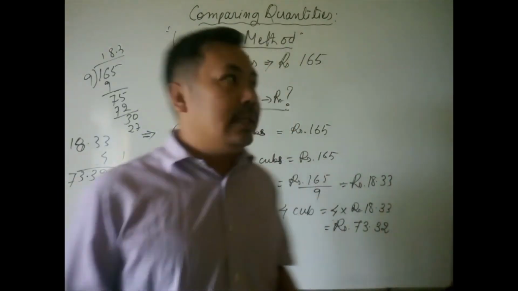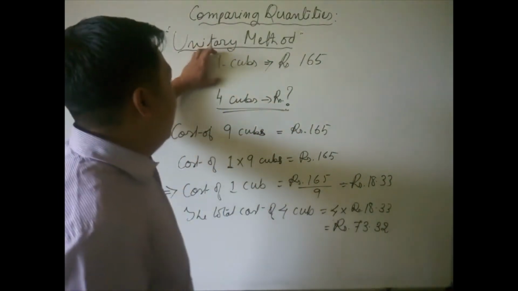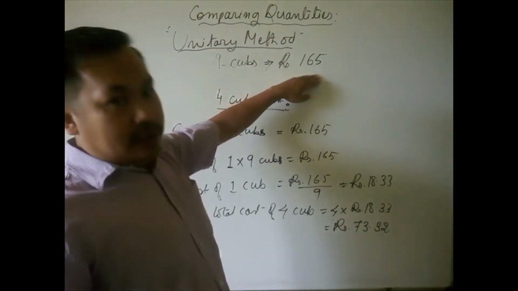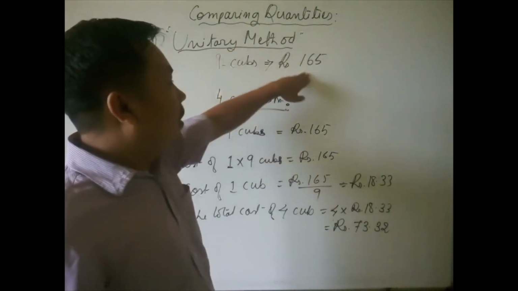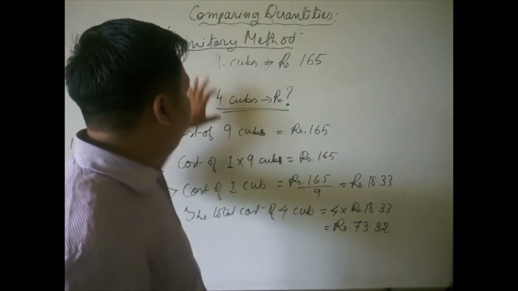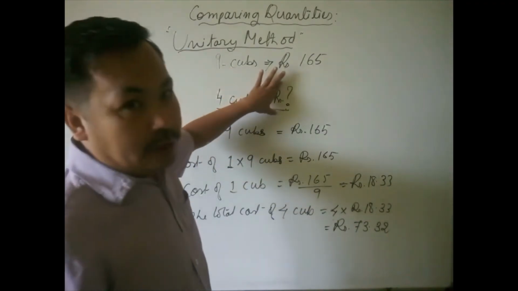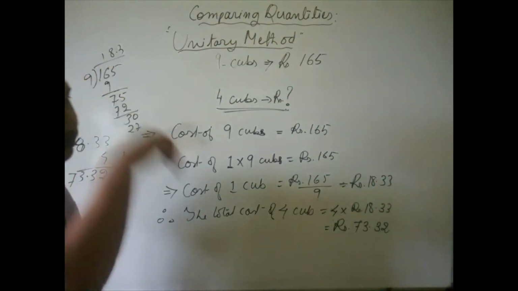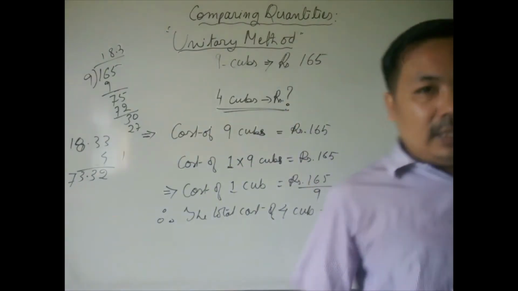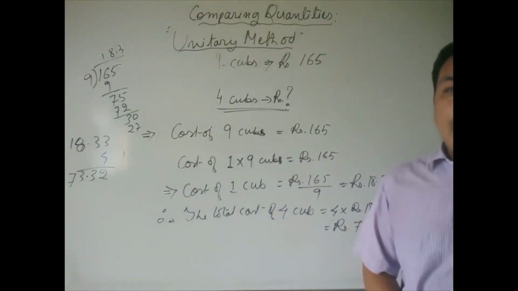How many units are there? 9 units are there. 9 units together. Price is 165, isn't it? 9 units cost 165 rupees. So 1 unit we have to find out, and then we can find out the price of 4 units together. So finding out the price of 1 unit from the given total, that method is called unitary method.